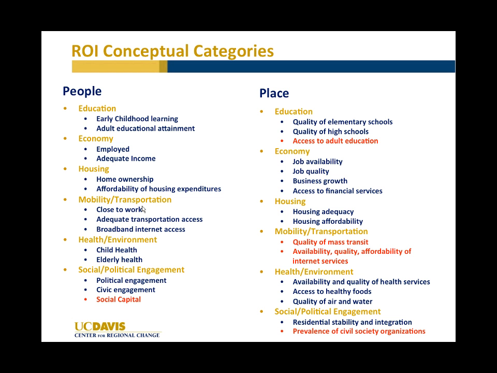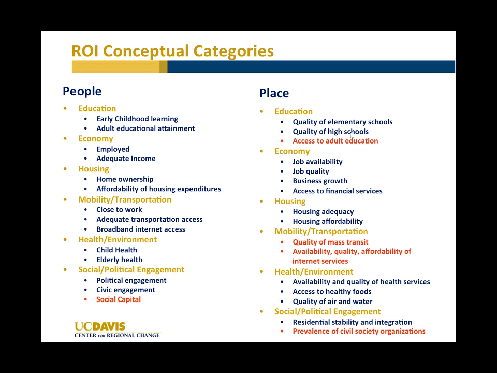One of the key value adds or innovations that we developed in this process was distinguishing between indicators of people and indicators of place. And as you'll see, for example, an indicator of a people factor in the education field might be the percent of the adult population that has a high school degree or higher. That's adult educational attainment. Whereas a measure of a place might be the graduation rate of the local high school.